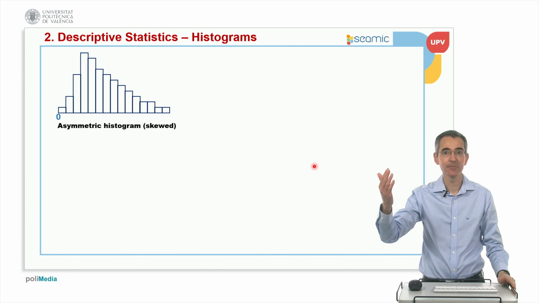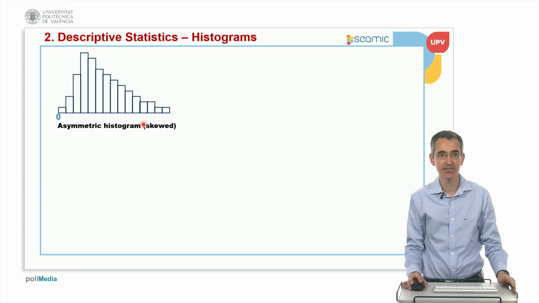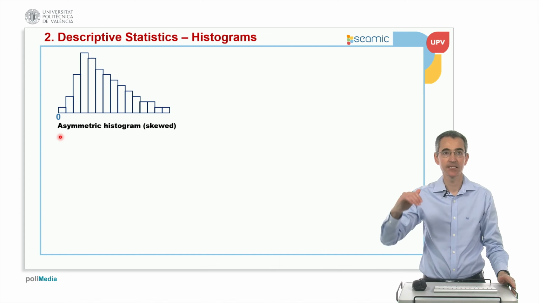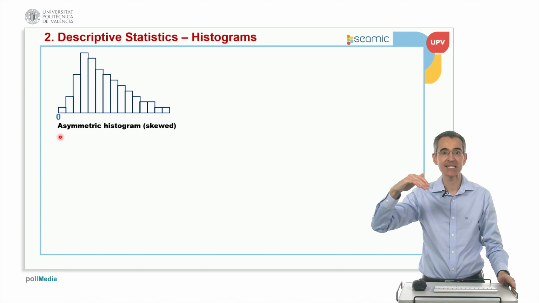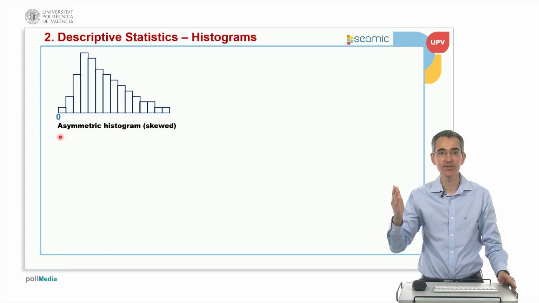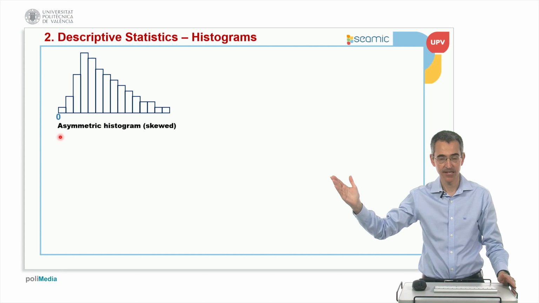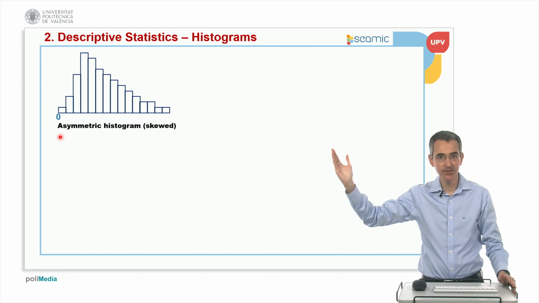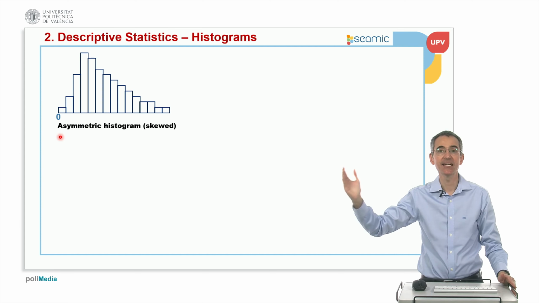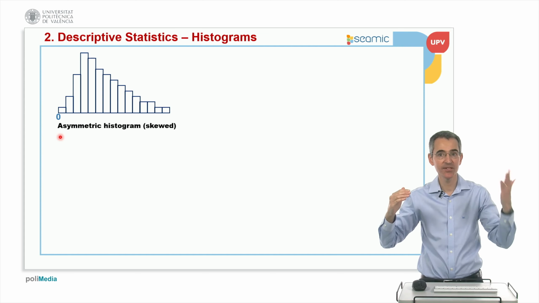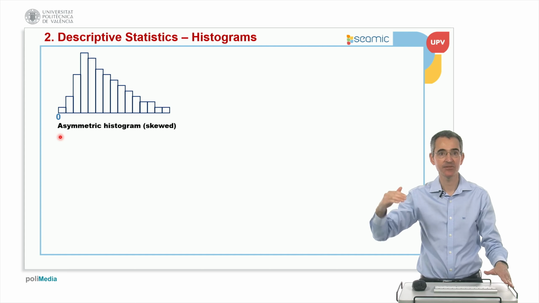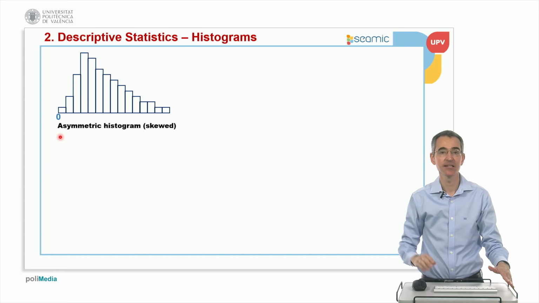Okay, now I'm going to show different shapes of histograms. For example, this is a non-symmetric or asymmetric histogram. In English, we will use the word skewed. This is a word that I will use quite often. So when I say a skewed distribution, it means that if I make a histogram with the distribution, the shape of the histogram is something like that. So, an important term in English: skewed distribution.